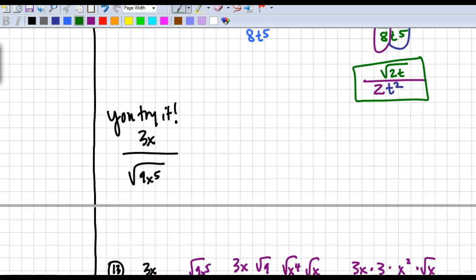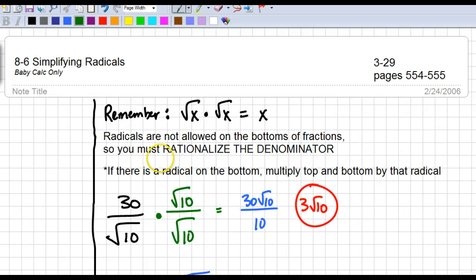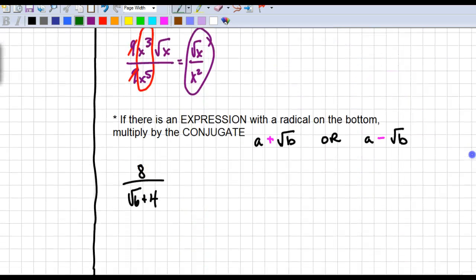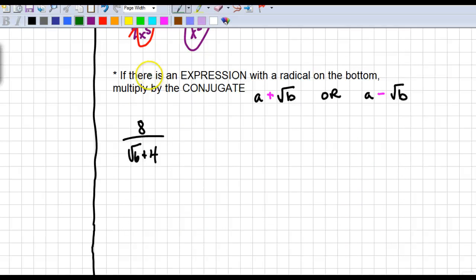So that's one type of rationalizing the denominator that students need to know how to do, in particular for your next quiz. There's other types of rationalizing, however, and that is the next thing we need to talk about.